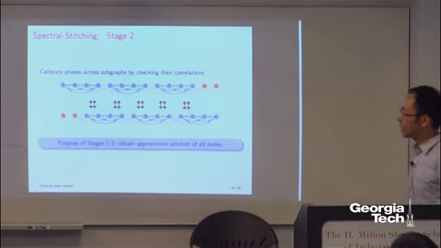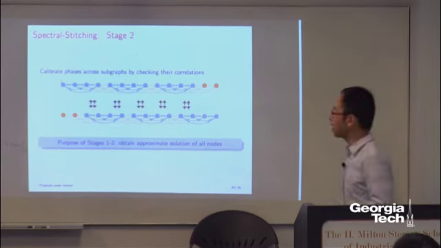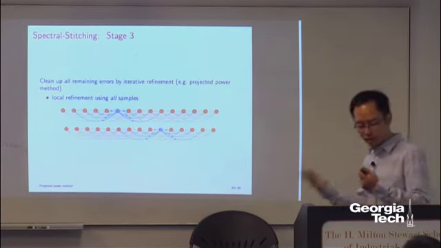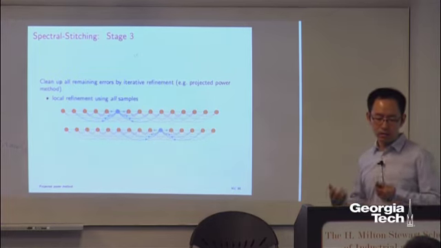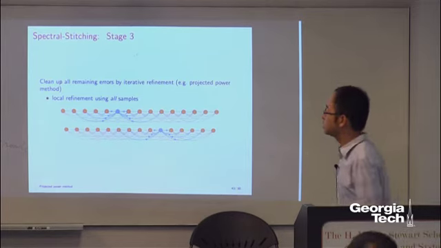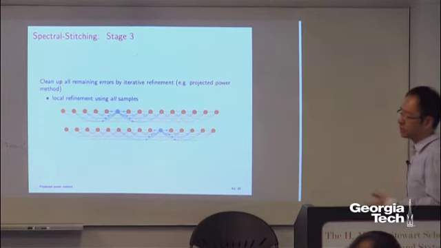And after that, I can just do the projected power method, or maybe gradient descent or something else, to continue to refine all the measurements. So I can do some successive refinement until it converges.